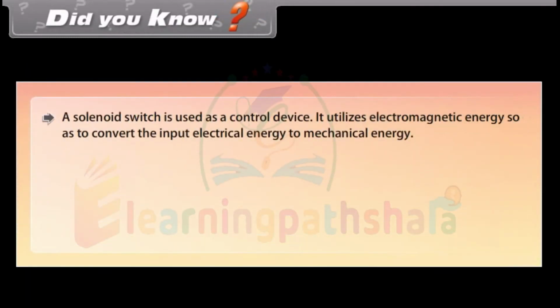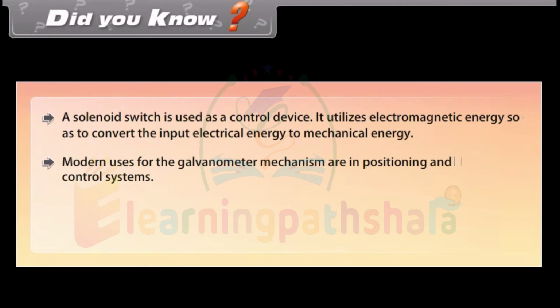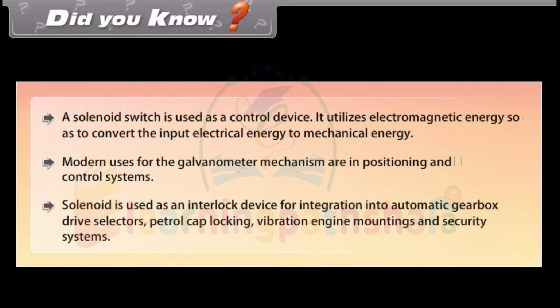Did you know? A solenoid switch is used as a control device. It utilizes electromagnetic energy to convert the input electrical energy to mechanical energy. Modern uses for the galvanometer mechanism are in positioning and control systems. Solenoid is used as an interlock device for integration into automatic gearbox drive selectors, petrol cap locking, vibration engine mountings, and security systems.